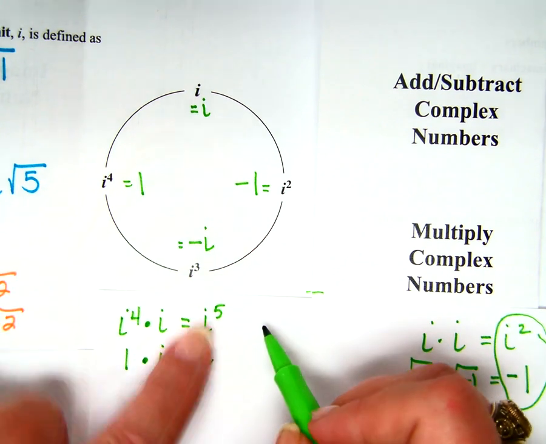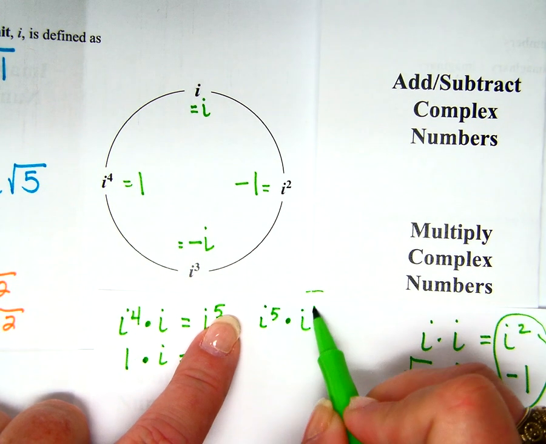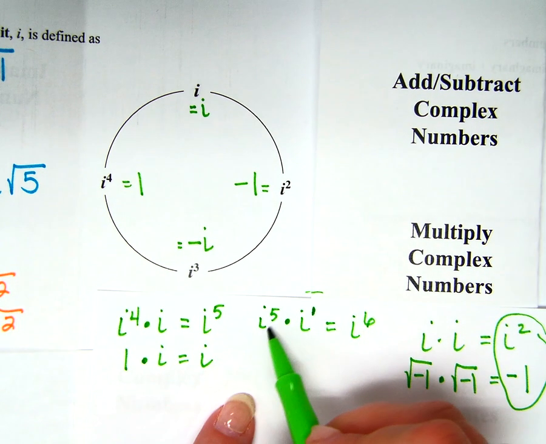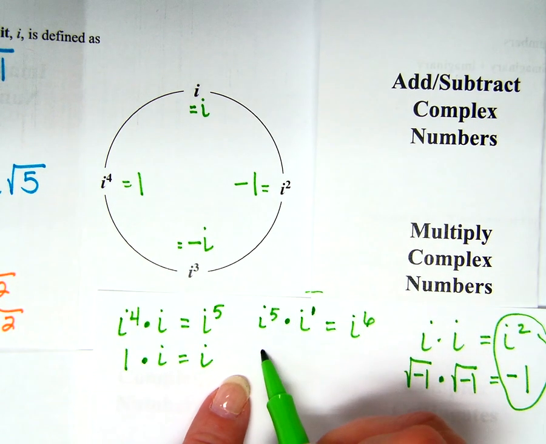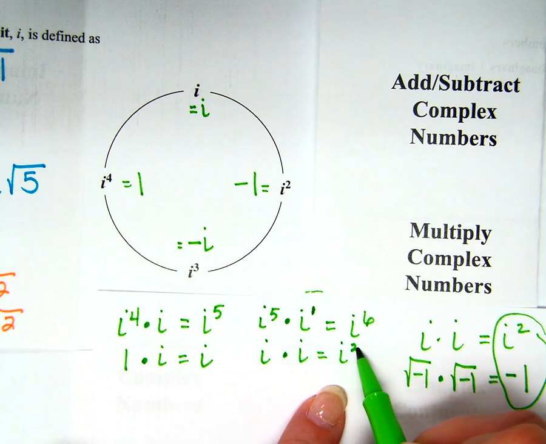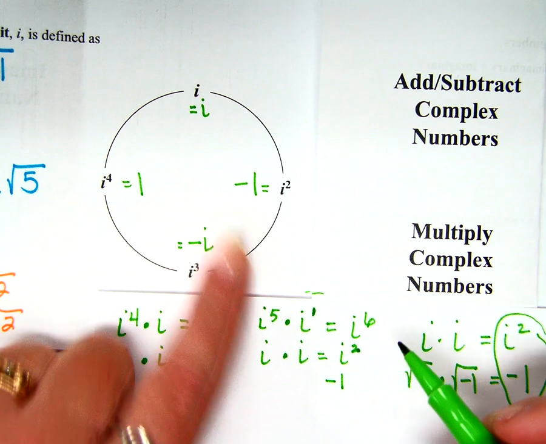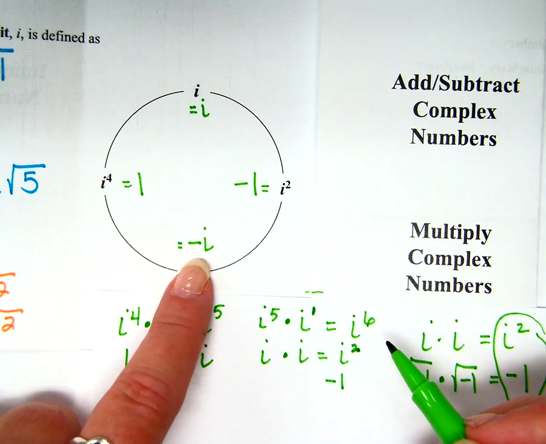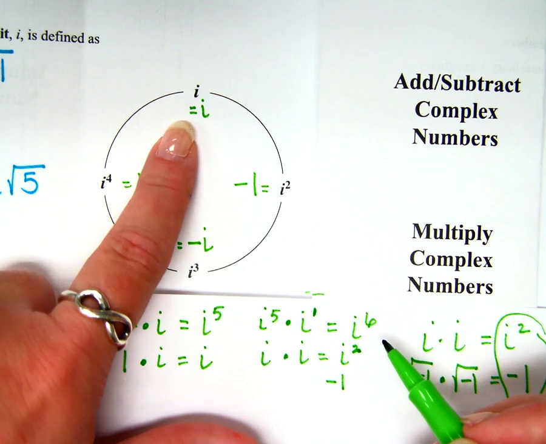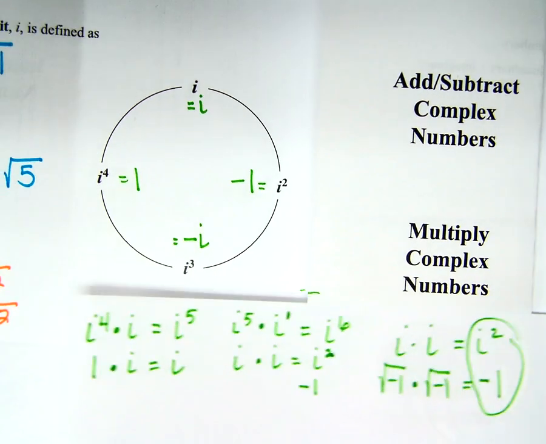And how do we get from i to the 5th to i to the 6th? I multiply by i, right? That's i to the 6th. And what did we decide i to the 5th was? i. What's i times i? i squared. And what does i squared equal? Negative 1. Guess what i to the 7th is going to equal? And i to the 8th? And i to the 9th? And 10th? And 11th? You see why I put it as a circle? Pretty cool, huh?